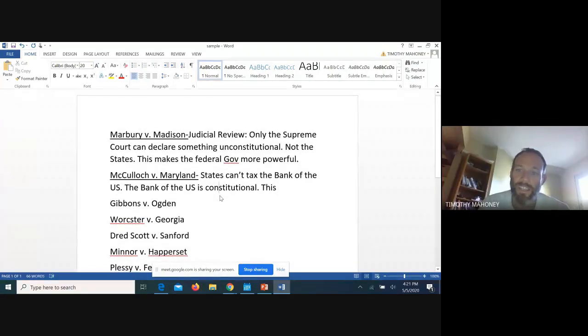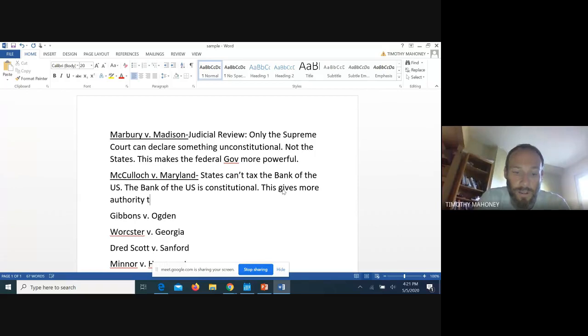Cool. States can't tax the Bank of the United States. The Bank of the United States is constitutional. This gives more authority to the federal government.